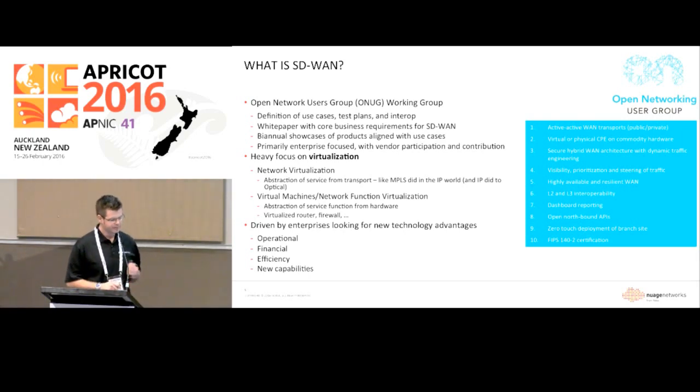There's a very heavy focus in ONUG on virtualization. A lot of their initial work was cloud and data center oriented. And this means that we're looking at network virtualization. I'll talk about that in a bit more, but it also means we're looking at virtual machines. So one of the requirements was any new SD-WAN function must be available physically or virtually. So any infrastructure needs to be able to offer both types of form factors.